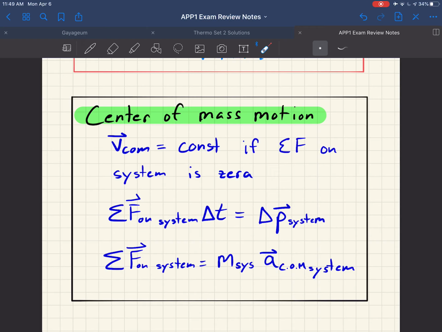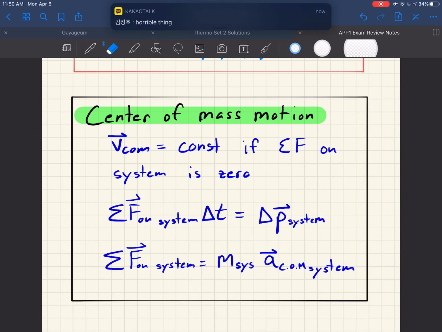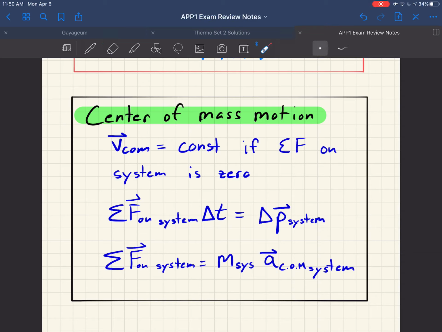And sometimes we can take a really complicated system and simplify it by just looking at the motion of its center of mass. So a couple of principles that have to do with this: the center of mass of a system will have a constant velocity if the net force on that system is 0. And this is actually Newton's first law, but it's Newton's first law applied to a whole system instead of just a single object, right? The system will keep a constant velocity if the net force on it is 0.